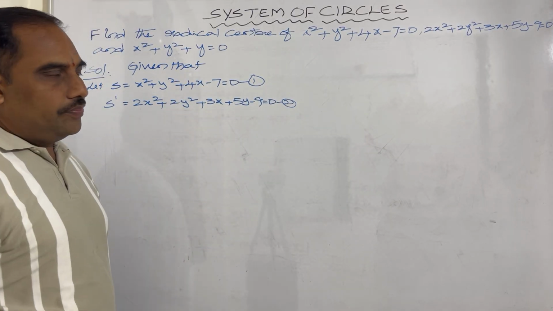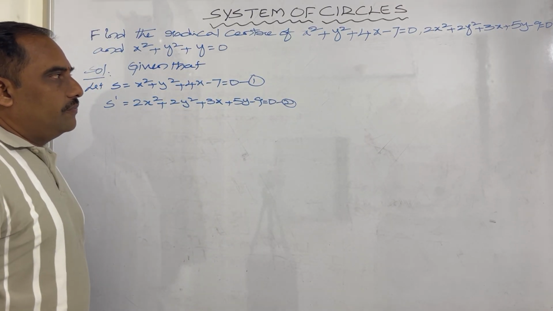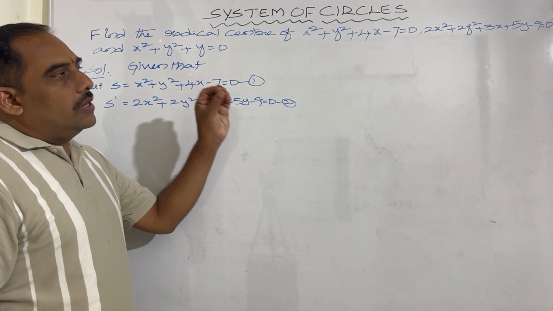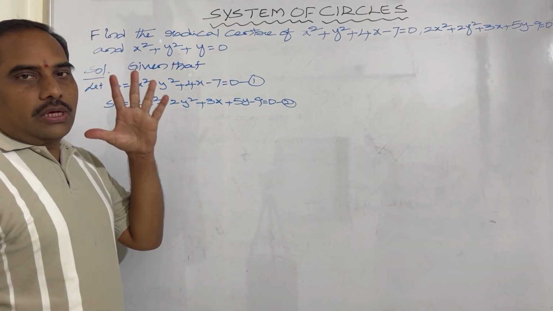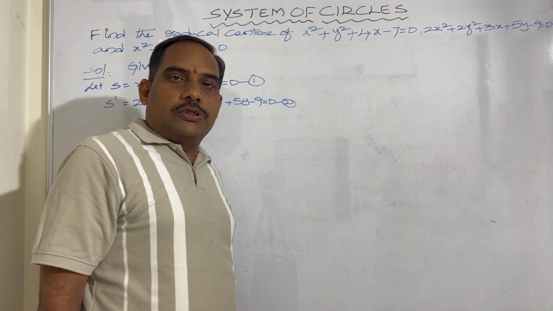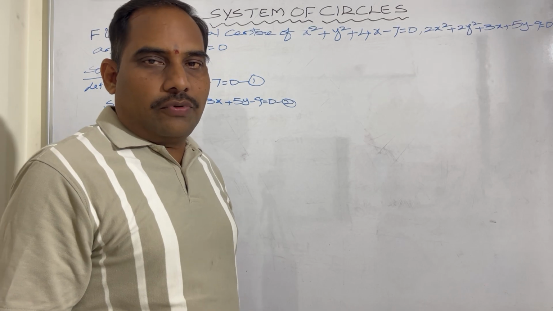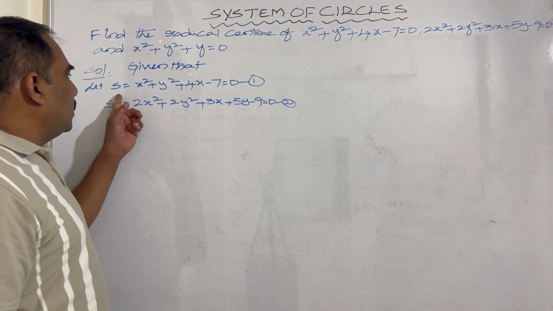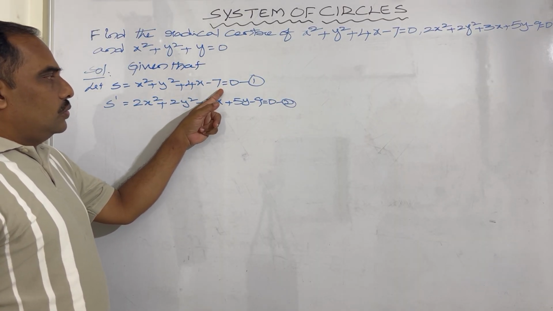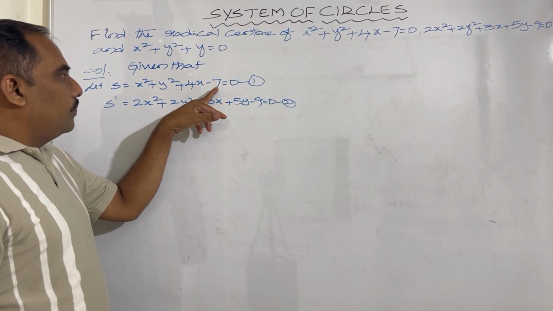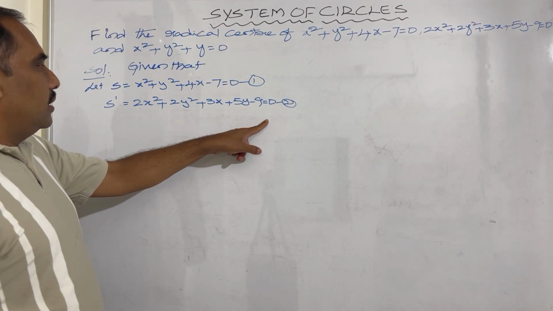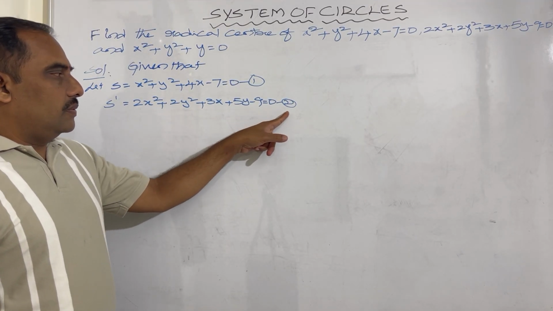This is the second equation. But while finding the radical center, you have to observe whether the given 3 equations are in the general form of the equation of a circle or not. What is the general form of the equation of a circle? It is x square plus y square plus 2gx plus 2fy plus c is equal to 0. If you observe, the first equation is in the form of x square plus y square plus 2gx plus 2fy plus c, where the f coefficient is not there, but the constant is there, minus 7 is equal to 0. But the second one is not in the general form of the equation of a circle.